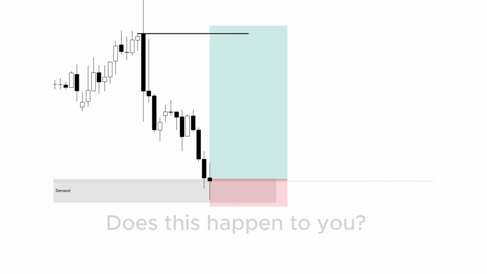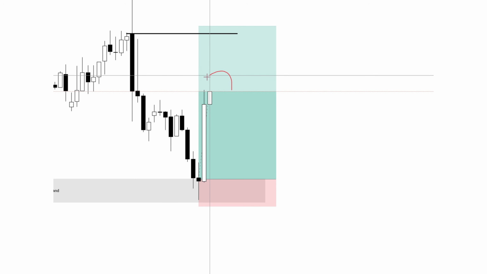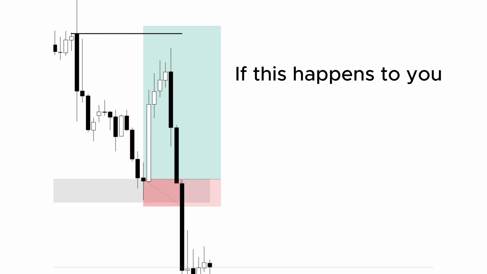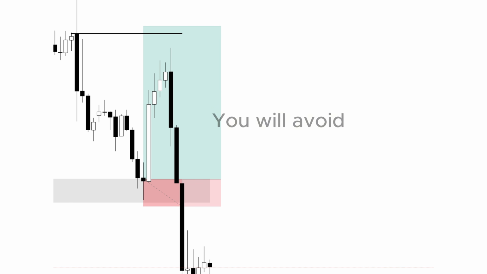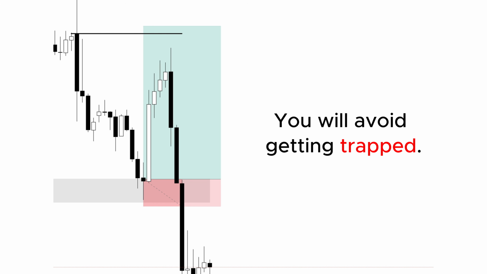Does this happen to you, where you see a demand or a support and you think of buying it, and it works in the beginning, the trade goes your way, even getting close to a win, but then this happens? If this happens to you, pay close attention to this video because you're going to learn a simple trick to avoid getting trapped like this. So let's jump right into the charts.